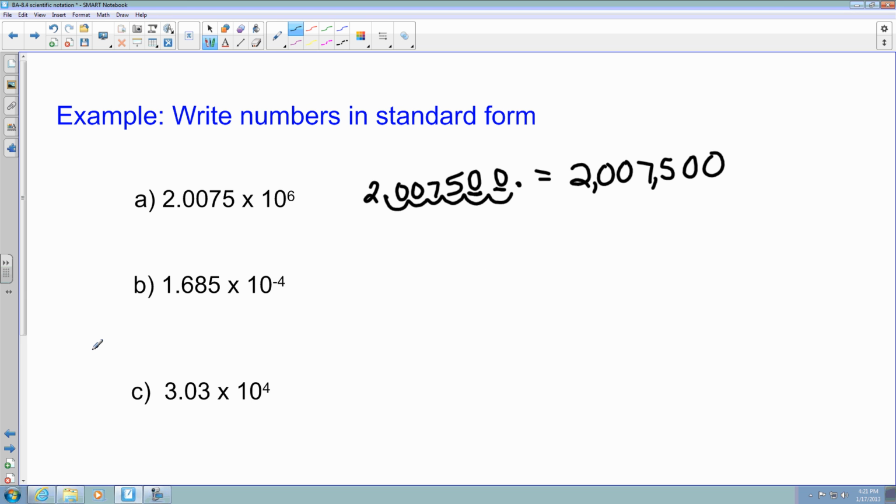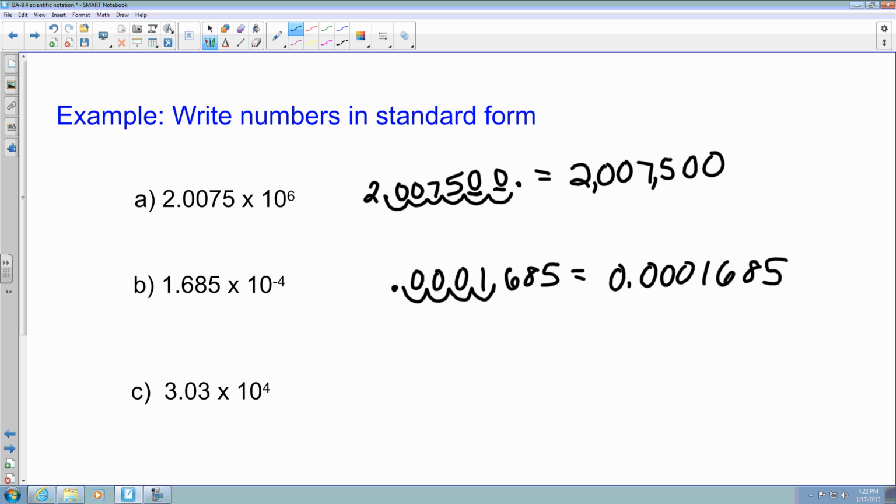Let's look at B. So I got 1.685, and it's times 10 to the negative fourth. So that negative exponent tells me that it's going to be less than 1. So that means I'm going to move this decimal point to the left-hand side, and I'm going to move it 4 spaces. So it's going to be 1, 2, 3, 4. Put my decimal point there. I have 1, 2, 3 open spaces, so that's where I put zeros in front of them. So this ends up equaling 0.0001685.